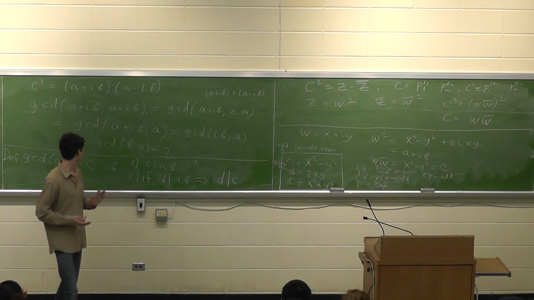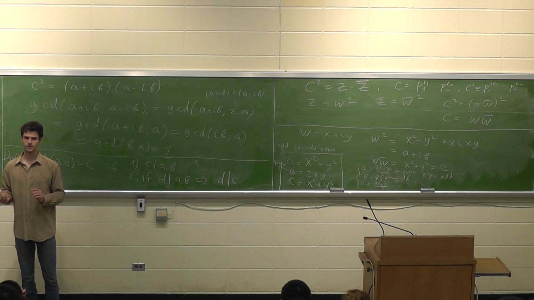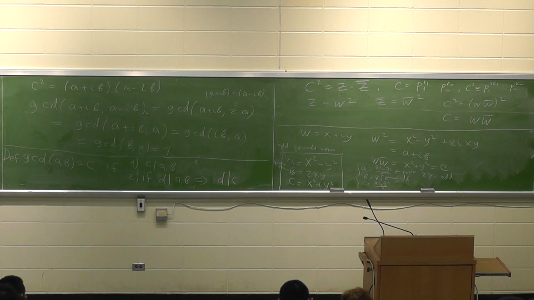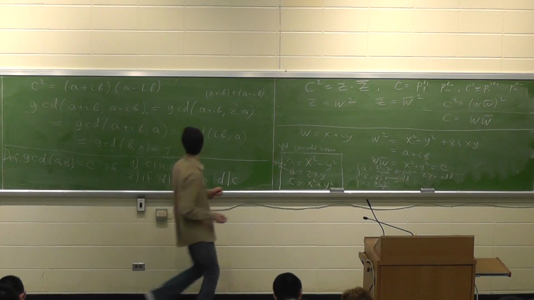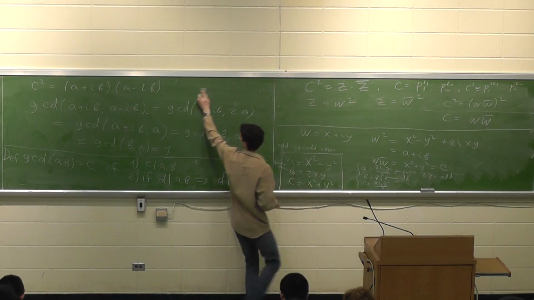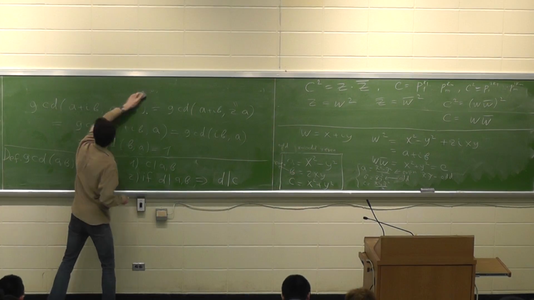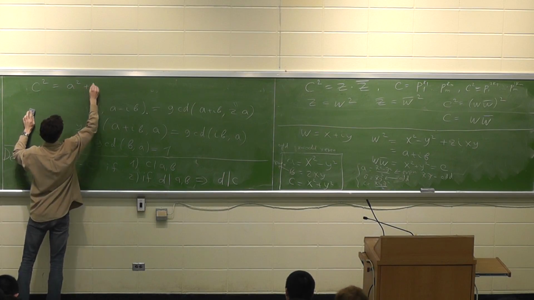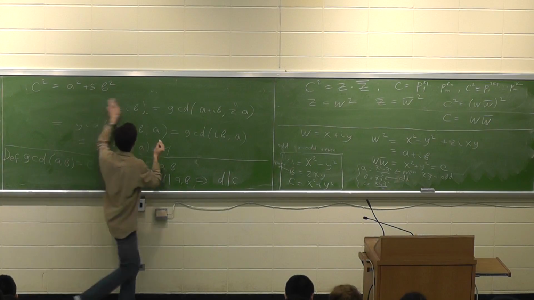Other questions? So now I want to try to do the same kind of thing, but with this equation: C squared is A squared plus 5B squared. So try to solve such an equation. C squared is A squared plus 5B squared.